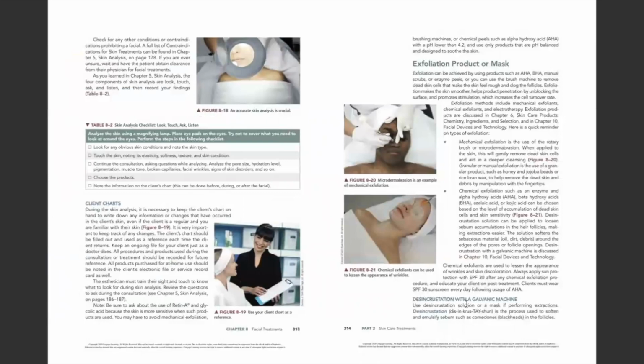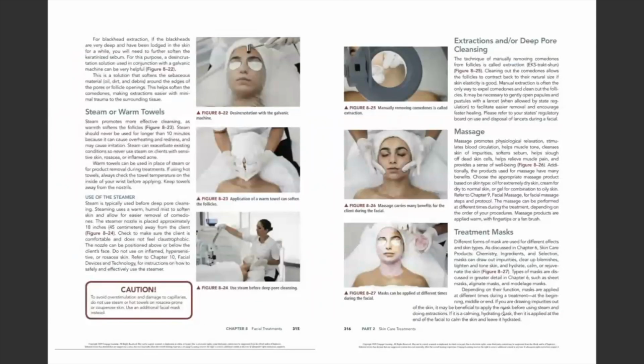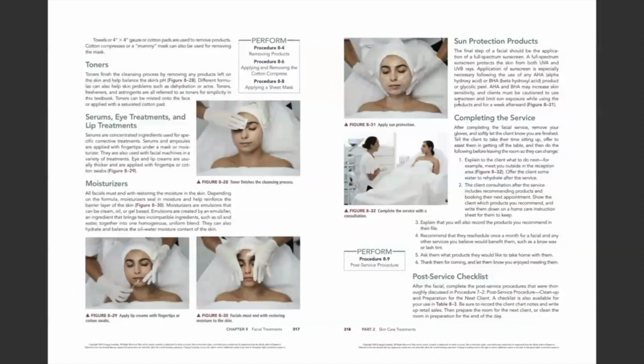So I know in the state board, they're going to ask you about de-encrustation. They're going to ask you about iontophoresis. They're going to ask you about the galvanic process. So you're going to want to make sure that you're comfortable with those. They're going to ask you about the steam towels, warm towels. All this information, you're going to want to know it. They're going to ask you about SPF, moisturizers, and the different types of moisturizer and what moisturizers do.